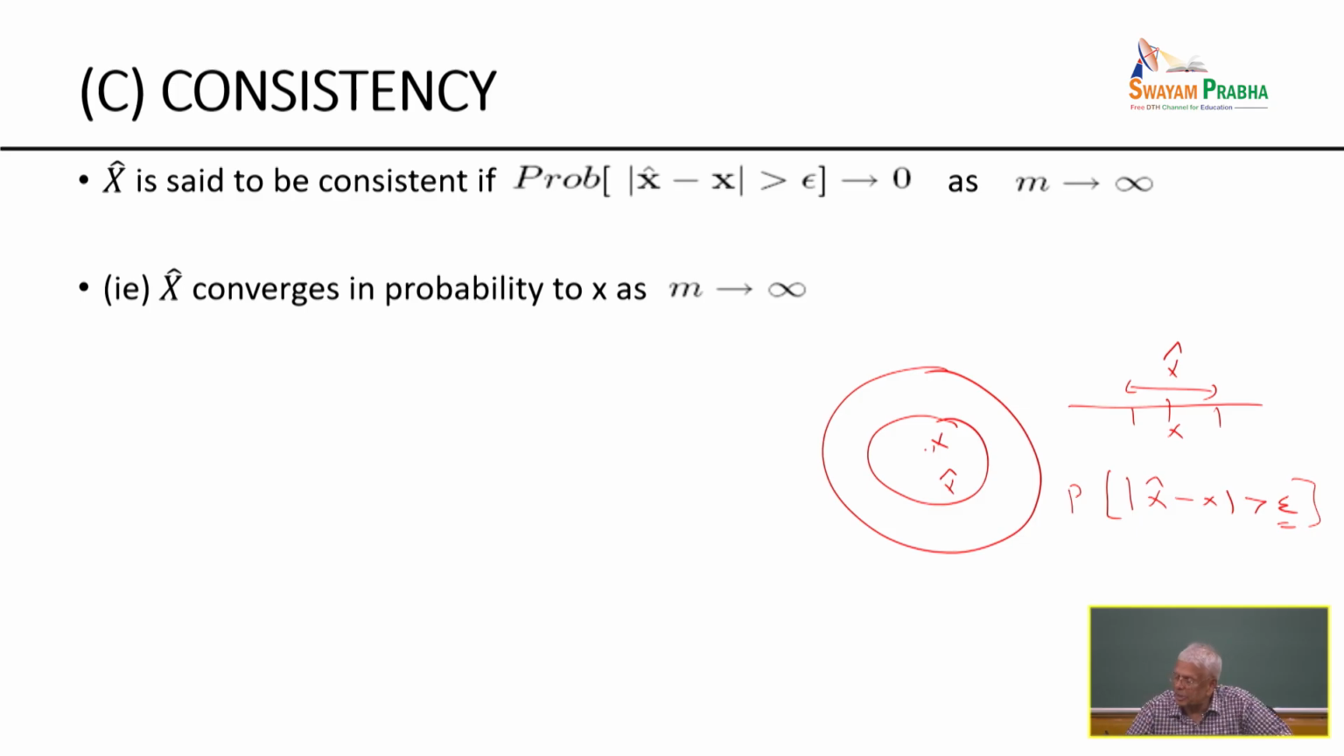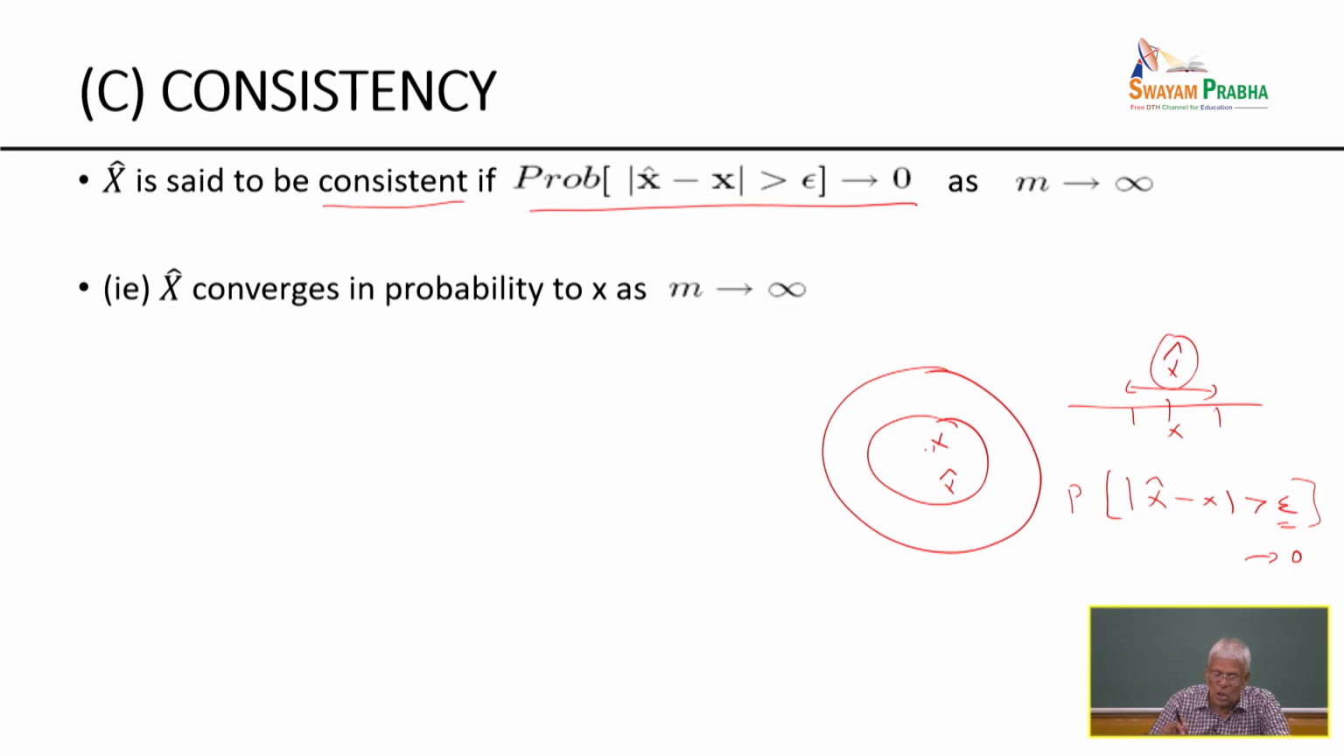If that probability goes to 0, what does it mean? As the number of samples keeps increasing, the distribution of x hat gets more and more concentrated around the mean, and if this probability goes to 0, we say such an estimate is consistent. Such an estimate is consistent.